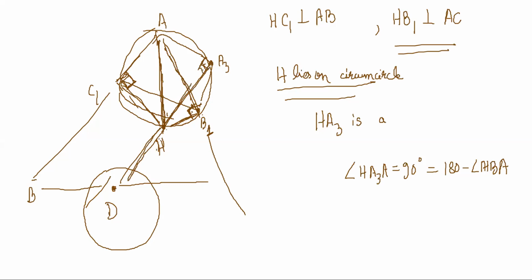If you can prove independently that H lies on the circumcircle using these two, then you know that this angle is also 90. And if this angle is 90, then H is lying on DA3. Similarly, H will also lie on the other two lines passing through. Right now, this is a very bad way to prove it, in the sense that there are so many mistakes, but you understand the logic of it.